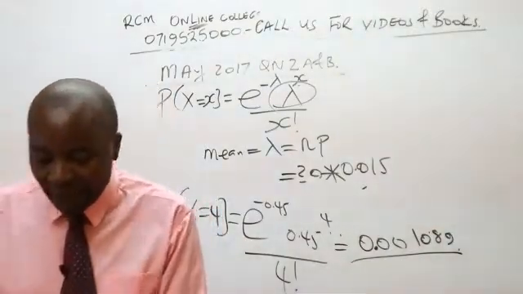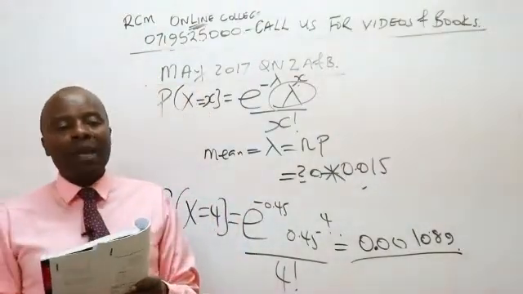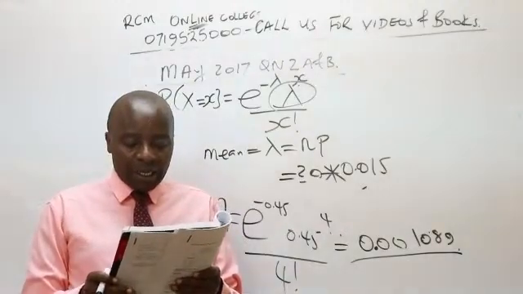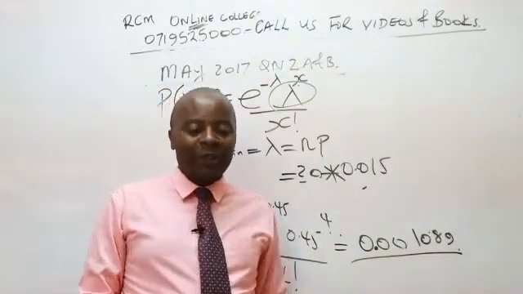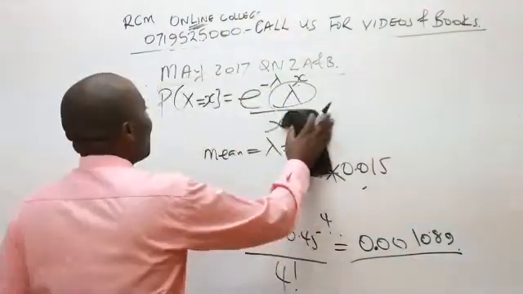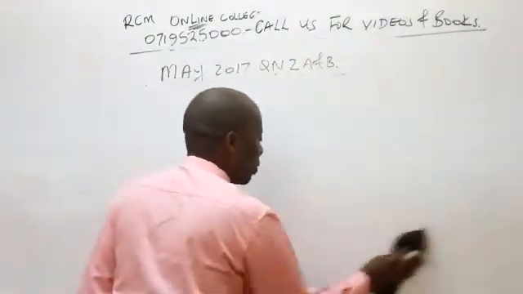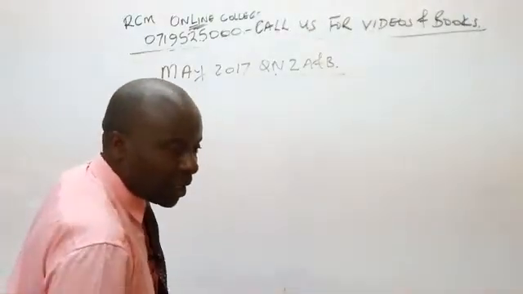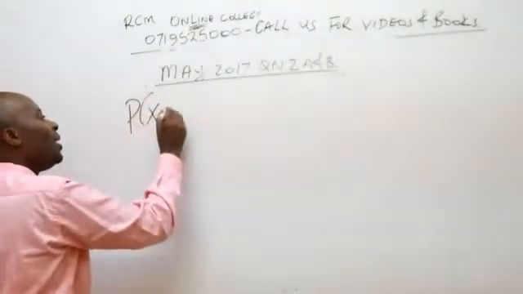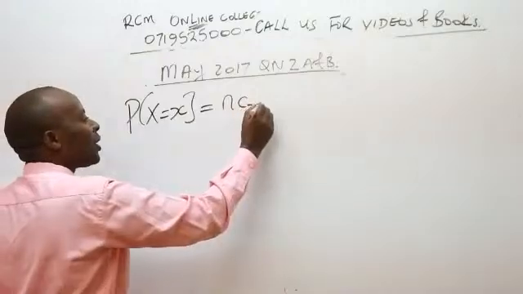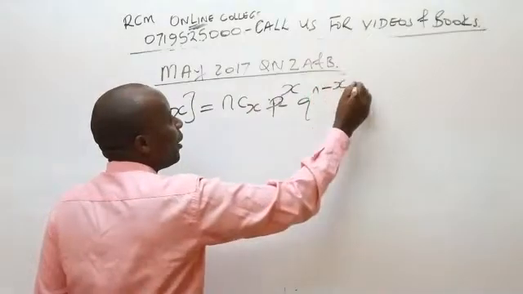And then now we go to number 2 straight away, where they want us to evaluate the same probability, but this time around, ladies and gentlemen, using the binomial probability distribution. Binomial is very easy. It is n combinations x, times p raised to x, q raised to n minus x.